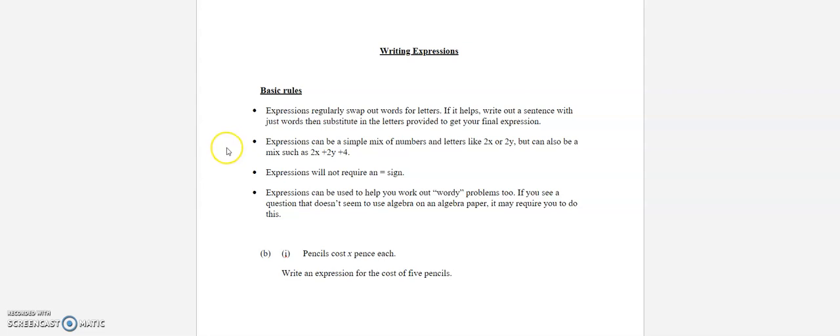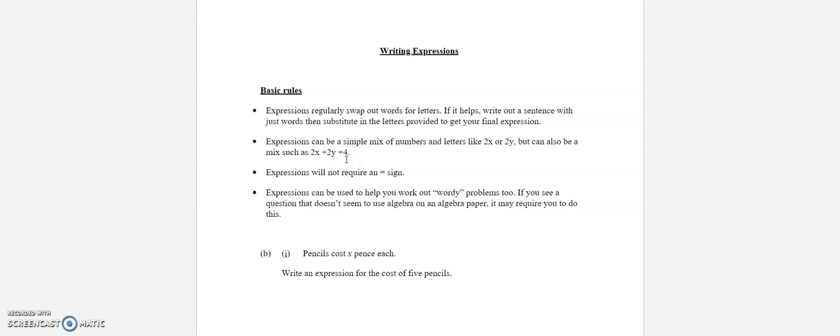The second rule with these is that expressions can be a simple mix of numbers. So it can be something as simple as 2x, or something as simple as 2y. But there can also be a mixed expression, if you like, such as 2x plus 2y plus 4.